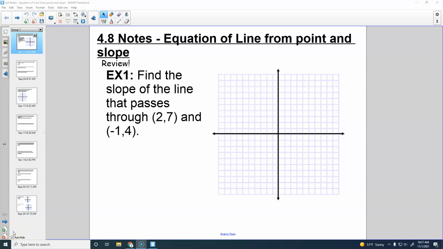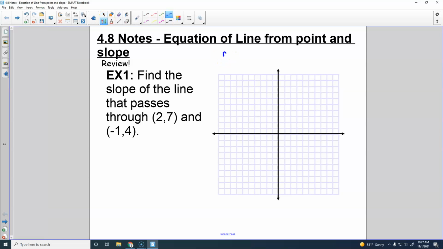Alright, so I want you to do that one on your own. Find that slope. Who can remind me what the slope formula is? Rise over run. It's not y equals mx plus b. That's our slope-intercept form, which is different. We don't use it here. No, it's y2 minus y1 over x2 minus x1. Alright, that's our slope formula.